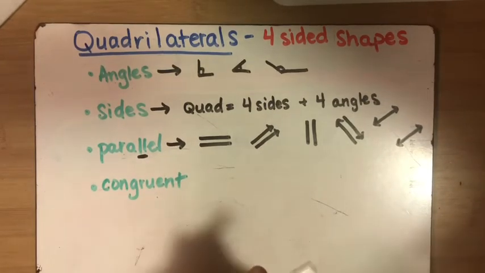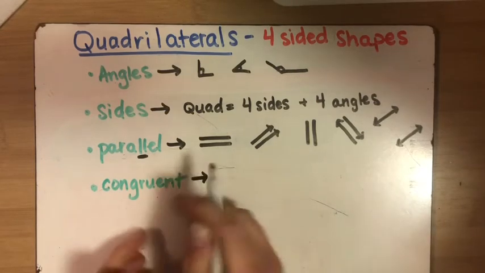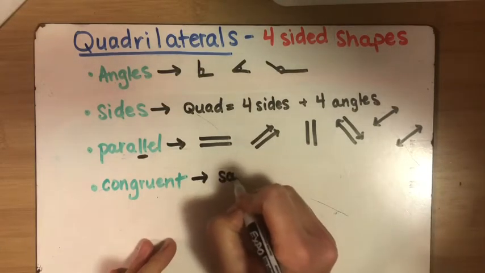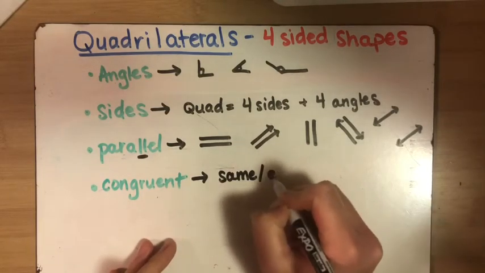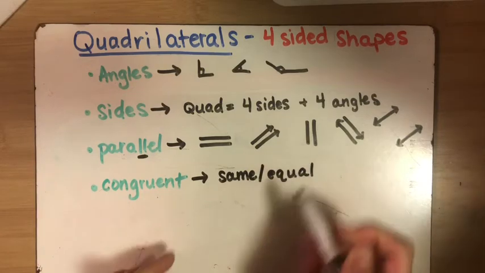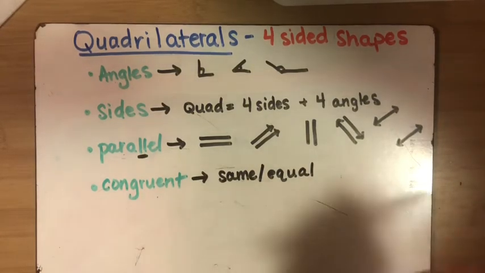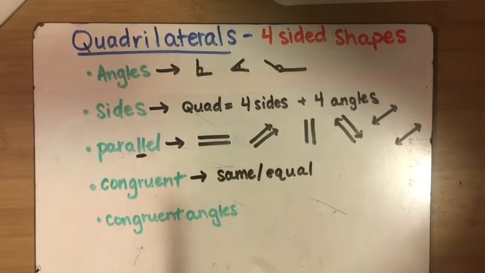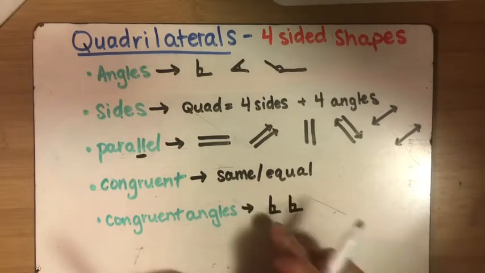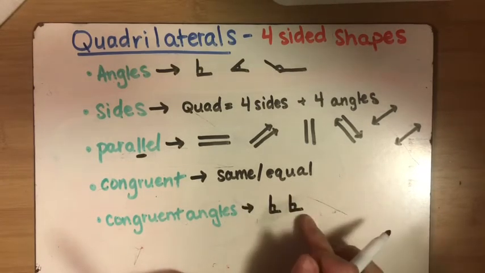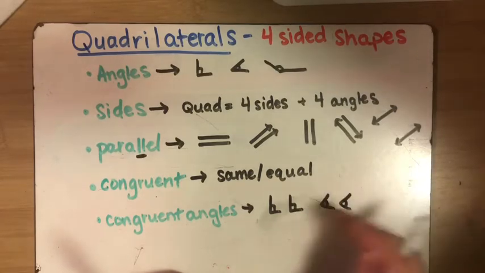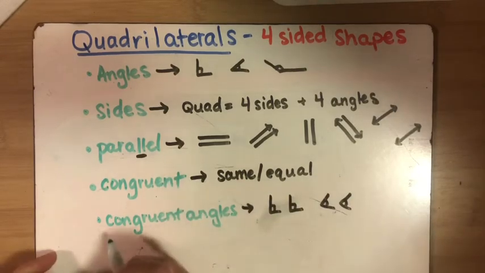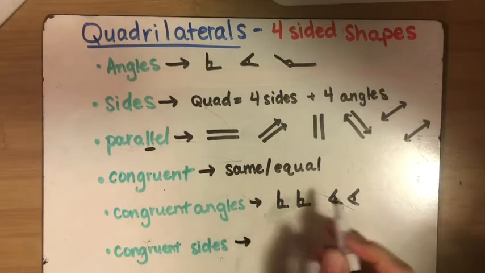The last word that we're going to learn about is congruent. And congruent, honestly, is just a fancy word to say the same or equal. So you might see something like congruent angles. All that means is that they're the same angle. These angles are congruent because they're the same angle. Maybe they're both 30 degrees. Those would be congruent. And the same thing with sides. You can have congruent sides. If you have congruent sides, that literally just means the sides are equal.